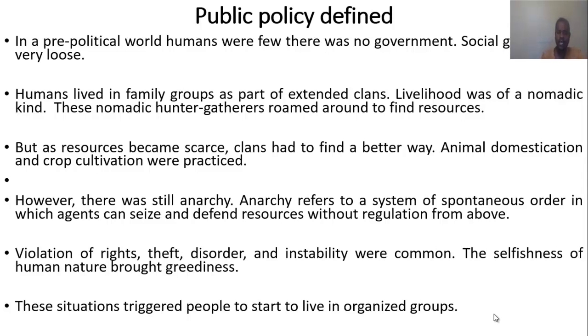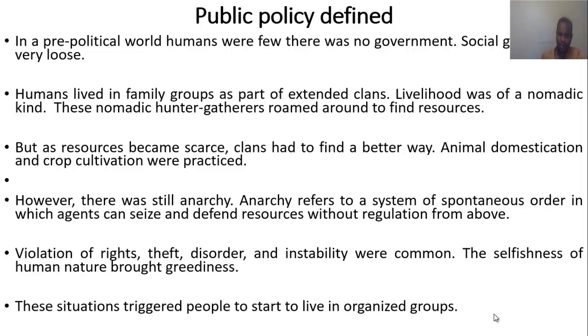Then the situation triggered people to start to live in more organized groups. Anarchy didn't address their common needs and individual needs. There was no order, there was no law. Therefore, people had to find another solution. Look, from tribal organization to anarchy, and then from anarchy to hierarchy.